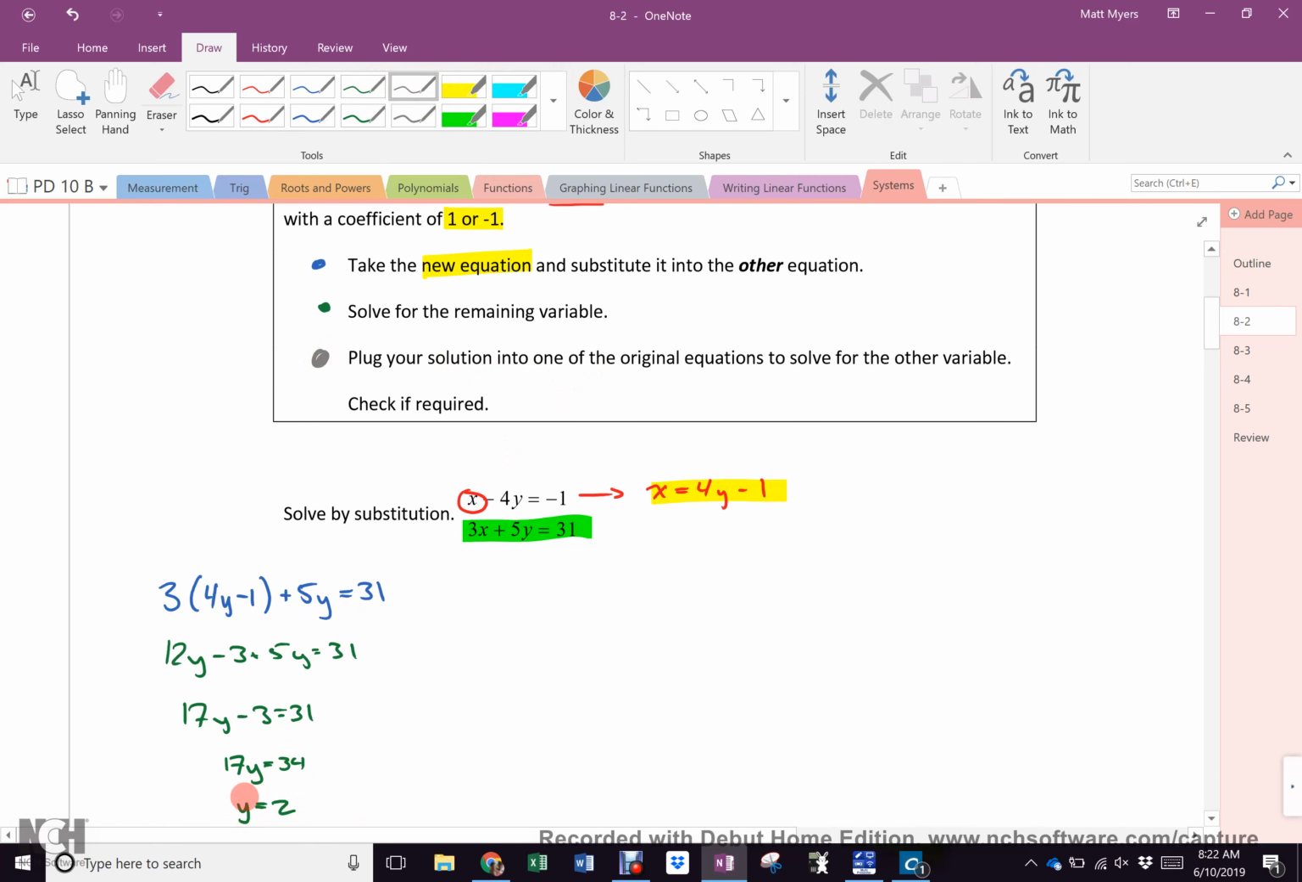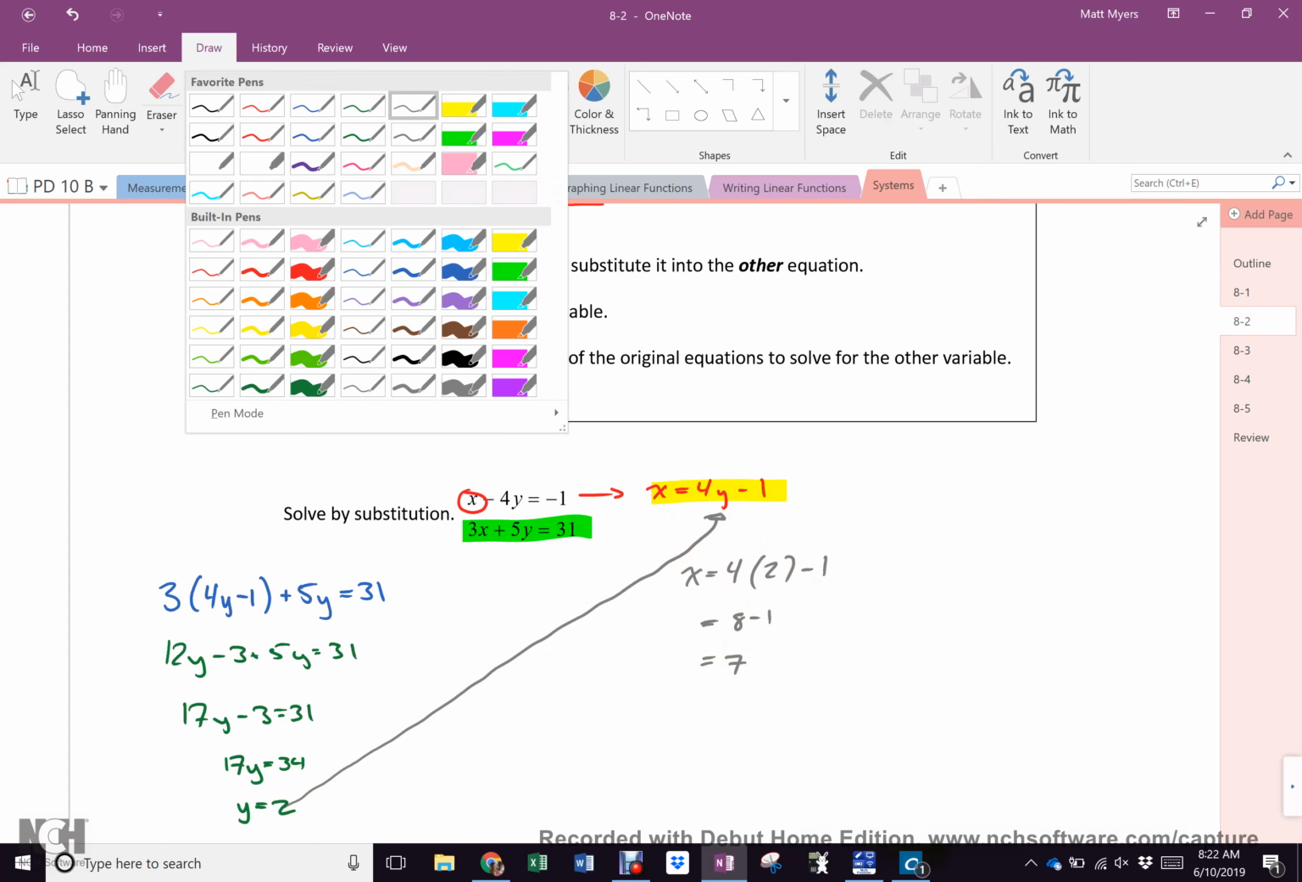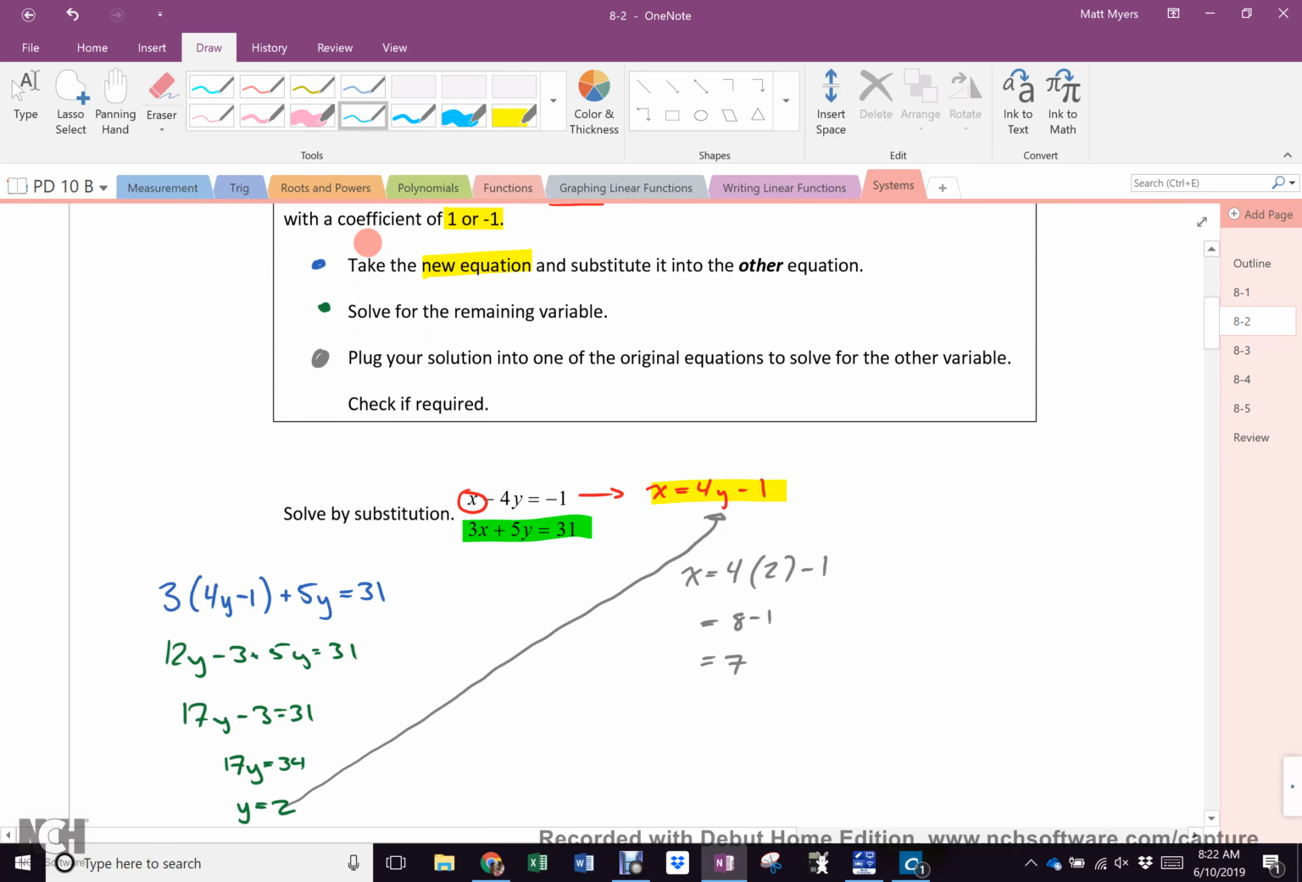And then, lo and behold, we take our solution, because now we know this, and where do we put it? What do we know now? We know y. What don't we know? What does this equation give me? X. So what should I do with that too? Put it in for y. And now I get x equals 4, not 4y, 4 times 2 minus 1, 8 minus 1, 7. What is my final answer? That is the ordered pair. 7, 2.